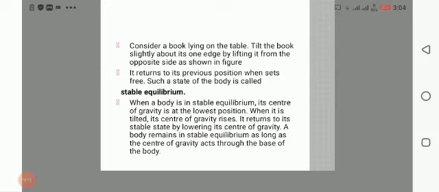This is very important. If the body has its center of gravity at the lowest position, it is stable. When it is tilted, its center of gravity rises. It returns to its stable state by lowering its center of gravity. A body remains in stable equilibrium as long as the center of gravity acts through the base of the body.